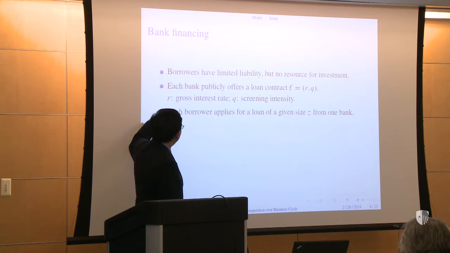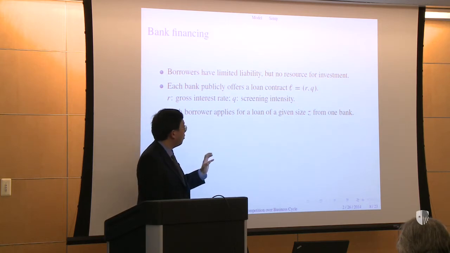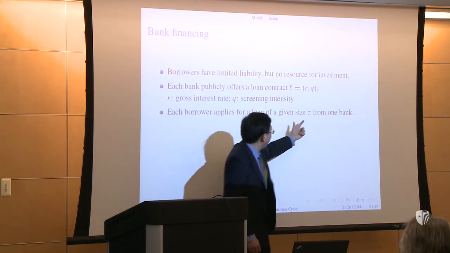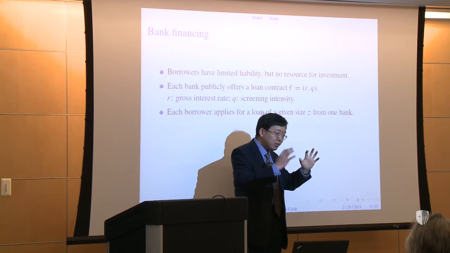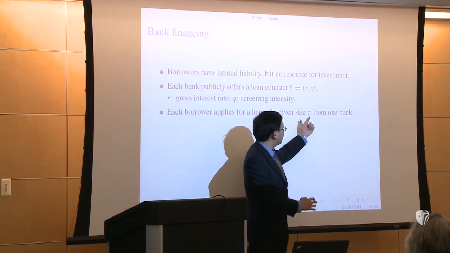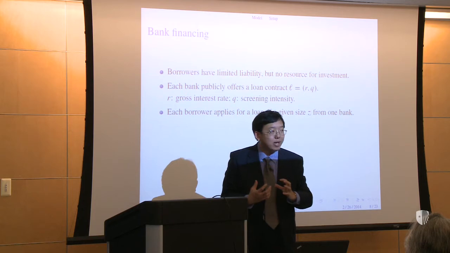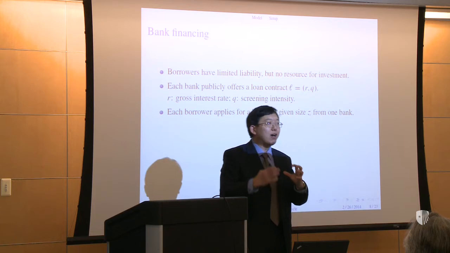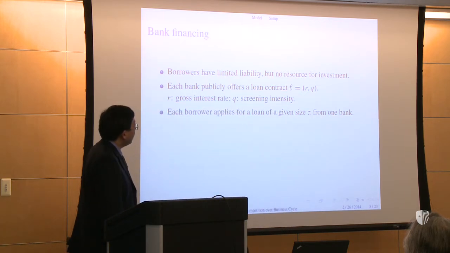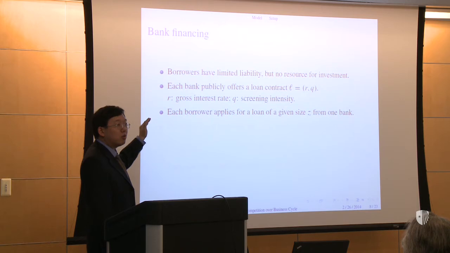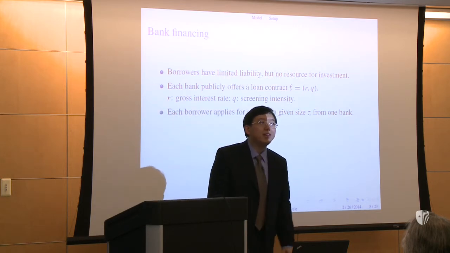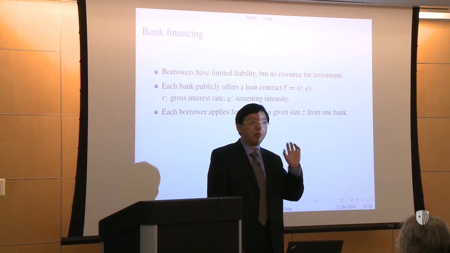Each borrower is going to apply for a loan of a given size Z from one bank. Remember, this Z, which also represents the size of the loan, is the realization of the credit demand shock. So in good times you have a bigger Z, and in bad times you have a lower Z. I'm allowing the borrower to borrow from only one bank. This turns out to be a technical requirement, but not a very demanding one.